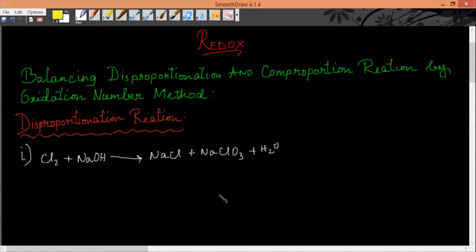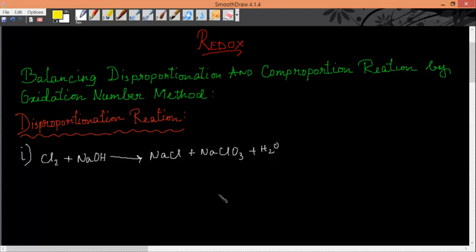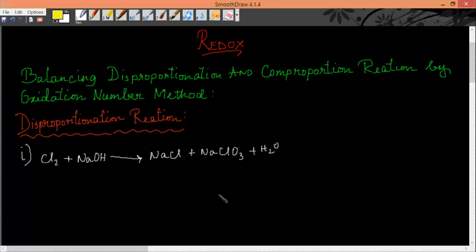Now I will discuss how to balance a disproportionation and comproportionation reaction. At first, what is a disproportionation reaction? It is a type of reaction in which a particular substance is simultaneously oxidized and reduced to give two different products. Okay, an example is here. Cl2 is a particular substance or reactant. It is oxidized and reduced to give two different products which contain chlorine atoms.